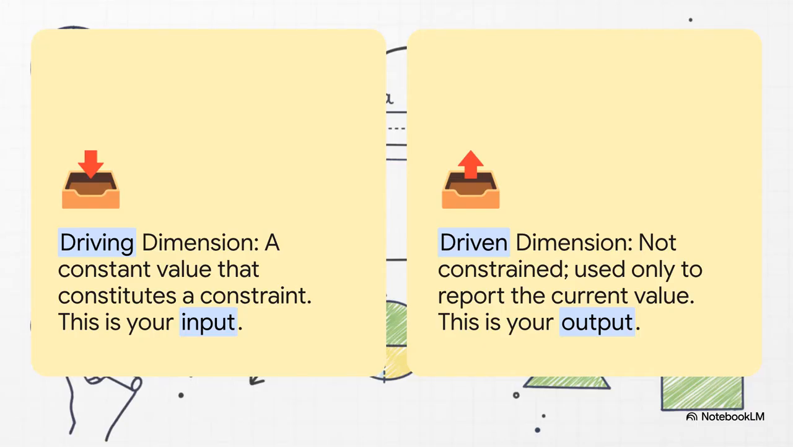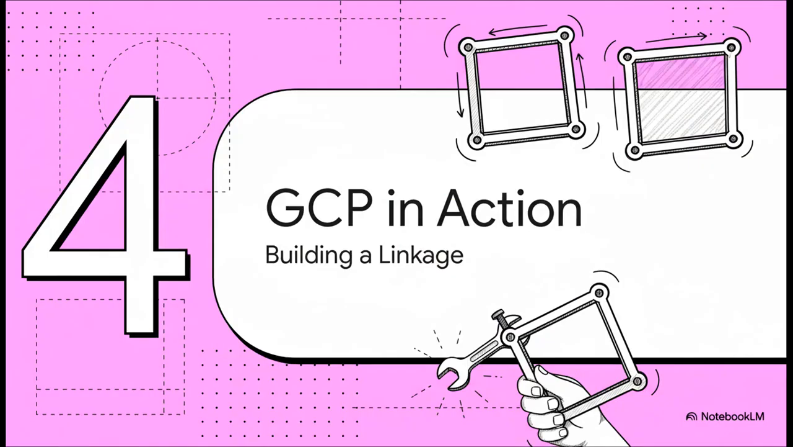Now, this right here is how you program the sketch, and it's absolutely crucial. A driving dimension is your input. You set a value, say 4 inches, and that becomes a rule the sketch has to follow. A driven dimension, on the other hand, is your output. It doesn't set any rules, it just measures and tells you a value based on how the mechanism moves. Getting this input-output relationship is really the key to the whole thing. Okay, theory is great and all, but let's make this real. We're going to build a simple 4-bar linkage using these exact principles. Let's see it in action.